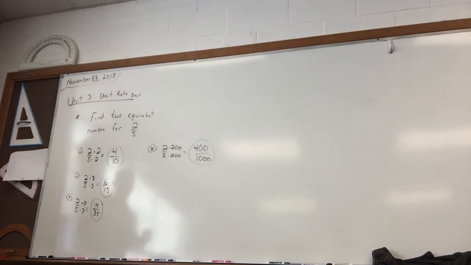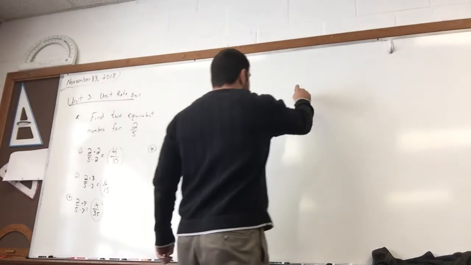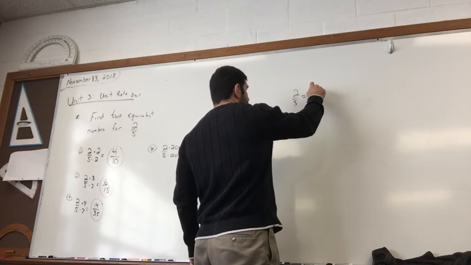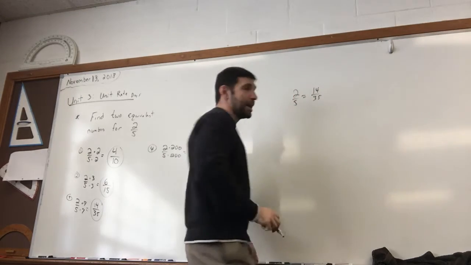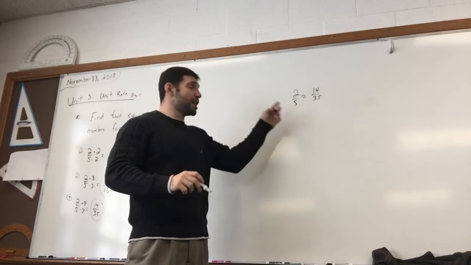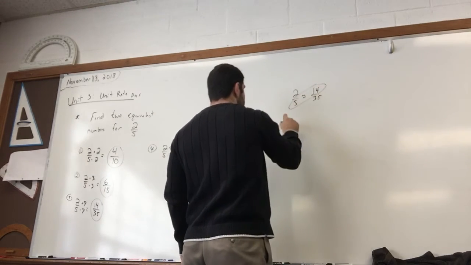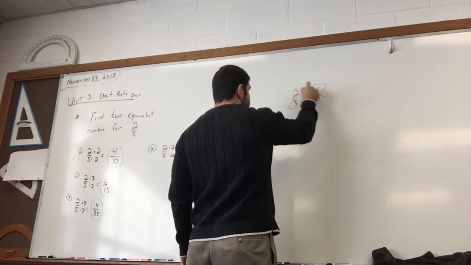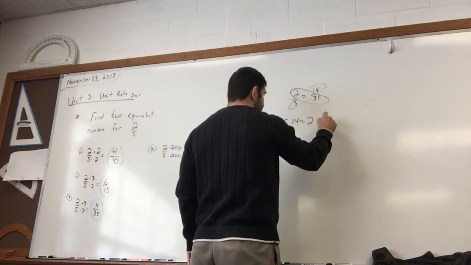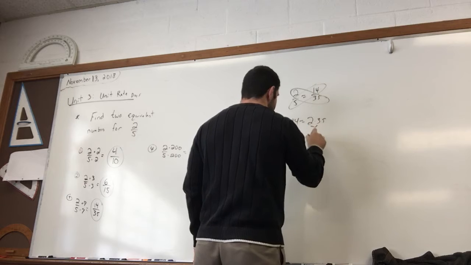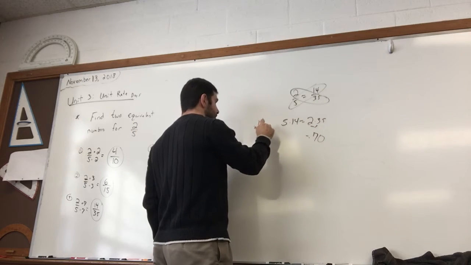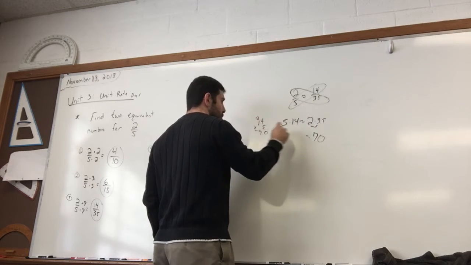Could I check to make sure those were all equivalent? Well, sure. Let's do 2/5 and 14/35. I could take 2/5 equal to 14/35. And now what would I do? How would I check? Cross multiply. So I would have 5 times 14 equals 2 times 35. I know this side is 70, so this side better be 70. 0 carry the 2.